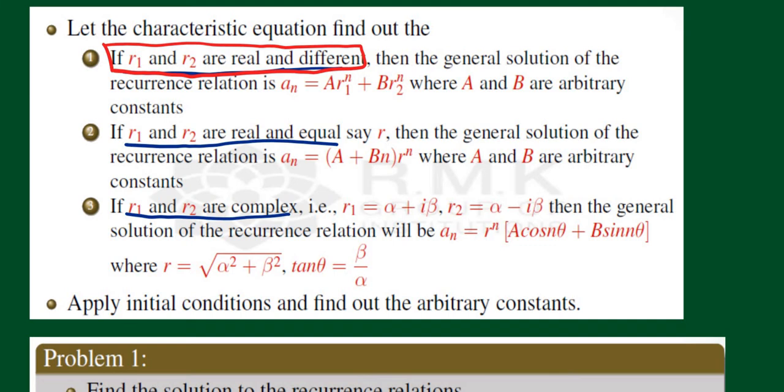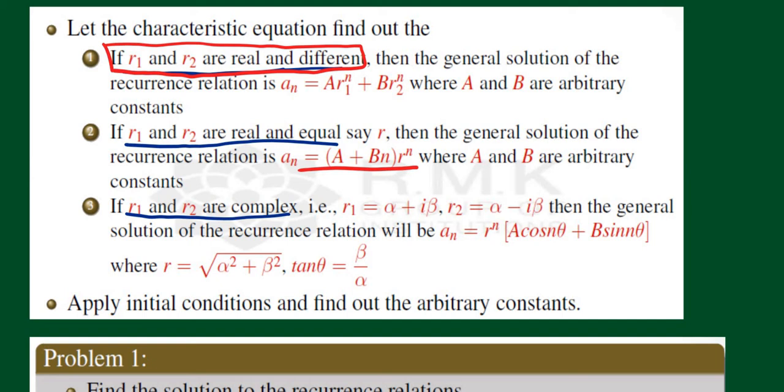If the characteristic equation of the recurrence relation has roots r1 and r2 that are equal and also real, then the corresponding solution for the recurrence relation is a plus b into n into r power n. Here also a, b are arbitrary constants.